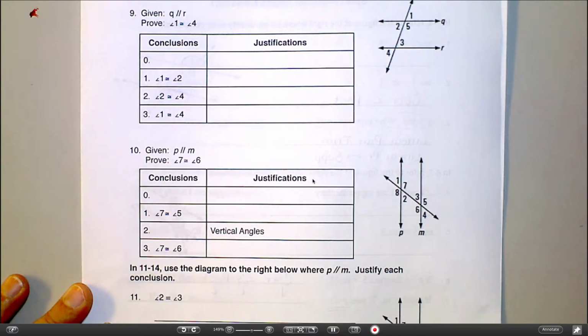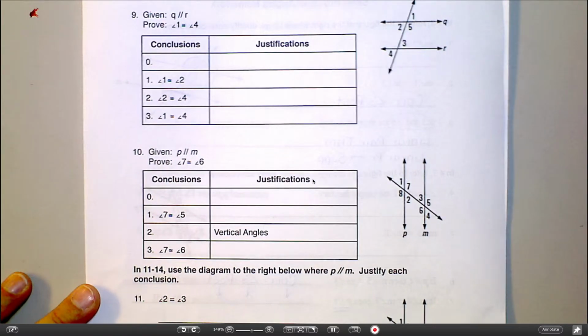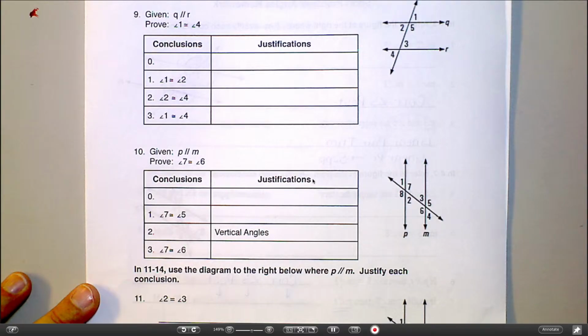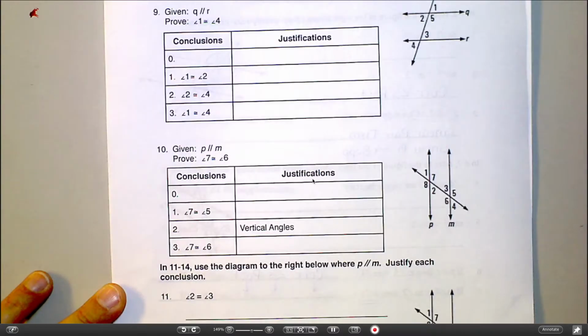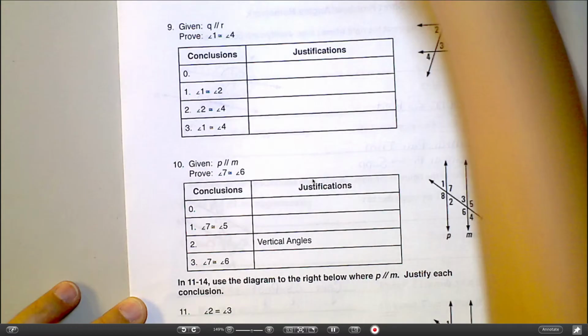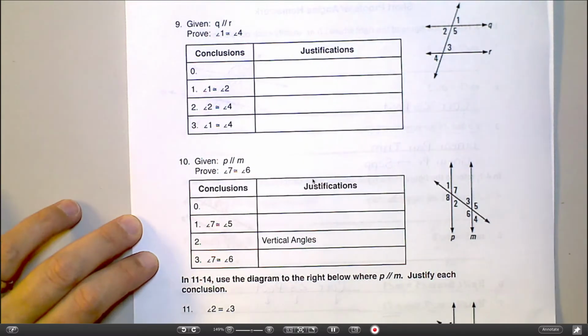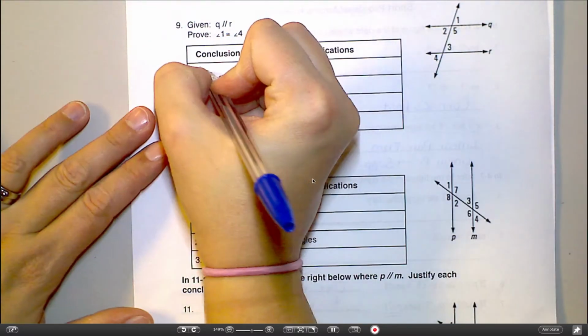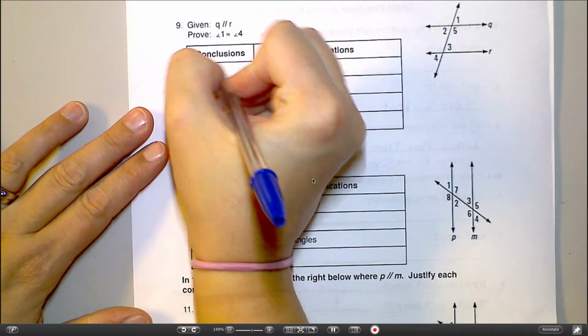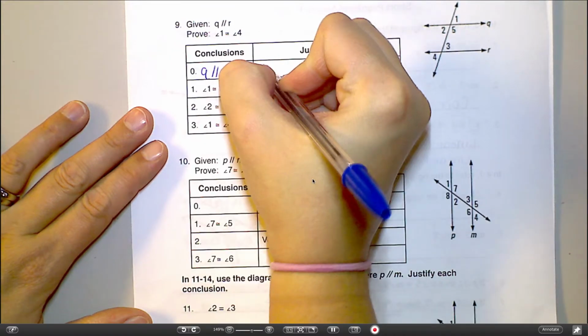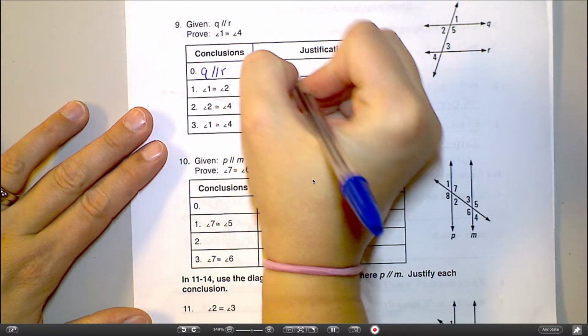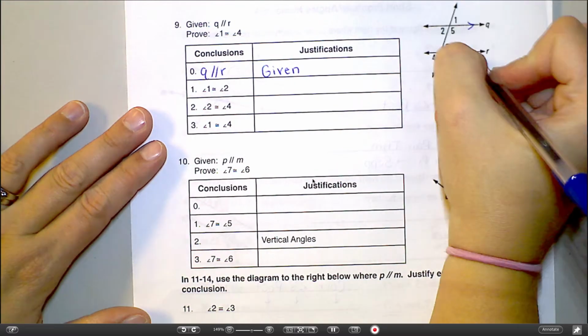But. Okay, how about on the back? Do you want to just go through 9 and 10 together? Okay. Well, actually, number 9, you just had to give justification. Well, let's go through number 9, just to make sure we're... Okay, so given that Q is parallel to R, so I'm going to restate my given, and then I'm going to mark that Q is parallel to R.